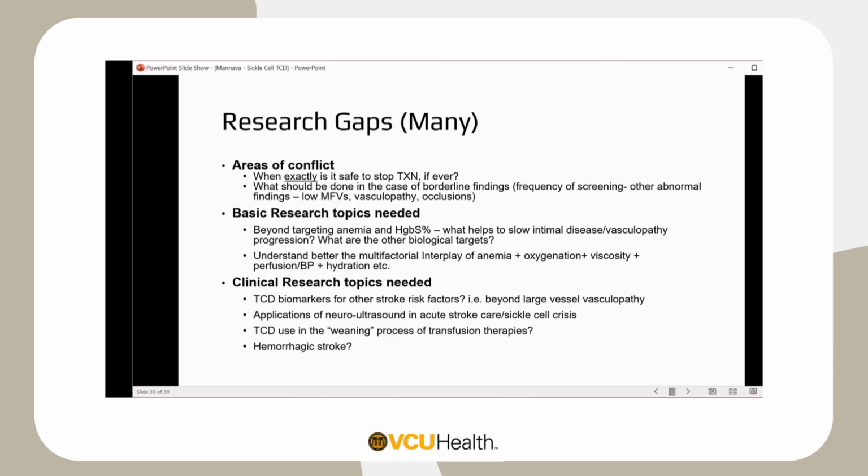And what are the other TCD biomarkers for stroke risk beyond large vessel vasculopathy? Are we able to pick up on things like perfusion and other issues, PI, et cetera? Do these help us in understanding our sickle cell patients more? And what are the other applications of neuroultrasound when you're having an acute stroke case or a sickle cell crisis? We typically don't recommend doing so because it's going to affect the velocities. But is there an application is the question. And can we use TCD in the weaning process, so to speak, of transfusion? What do we do with hemorrhagic stroke? So as you can see, a lot of questions.